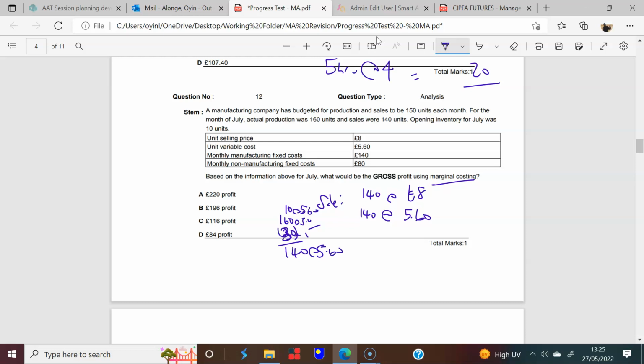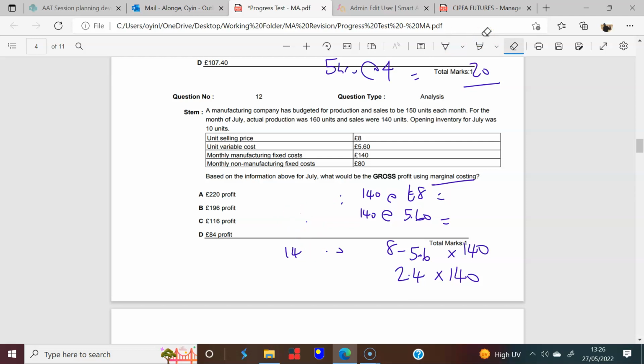You could work this out, but it's the same thing, giving you a real short, quick tip. It's 8 minus £5.60, times 140, technically. So this becomes 2.4 times 140, which takes you to 336. So I'll just give myself some space here. That takes you to 336 for your contribution.